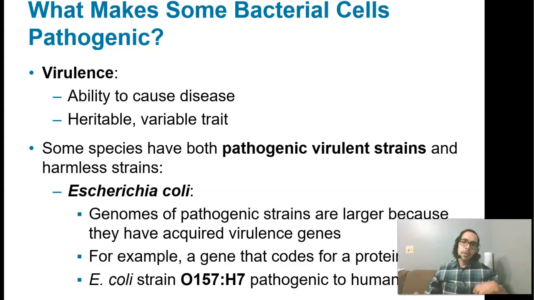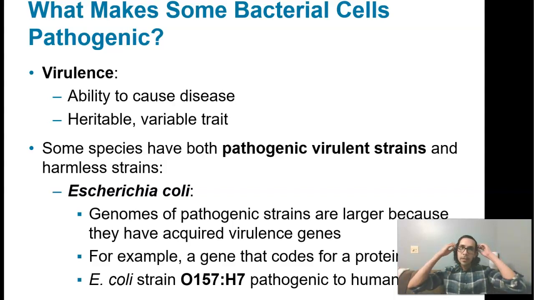So we're going to pick up on what makes bacterial cells pathogenic. So what makes them cause diseases? Well, one thing is virulence. Virulence is the ability to cause diseases. It's also a heritable and variable trait. Some species have both pathogenic virulent strains and harmless strains.